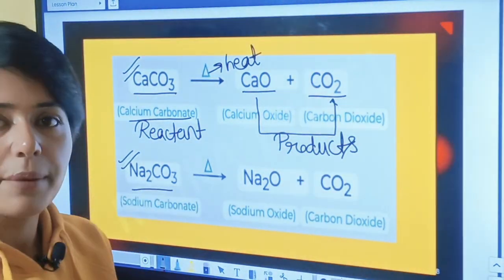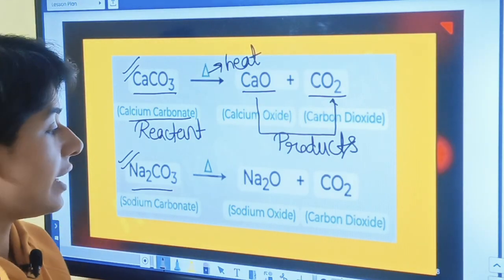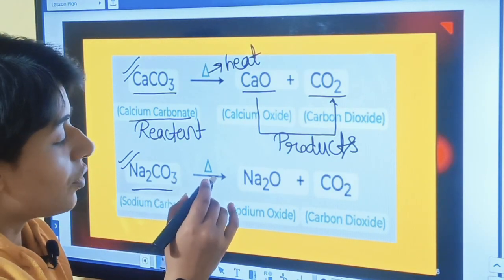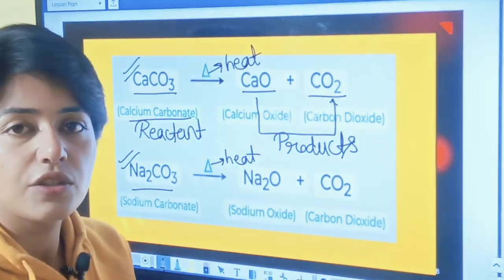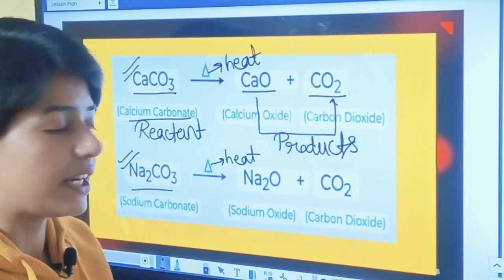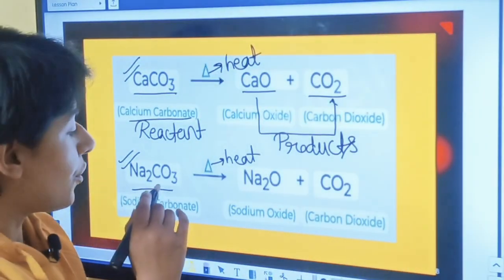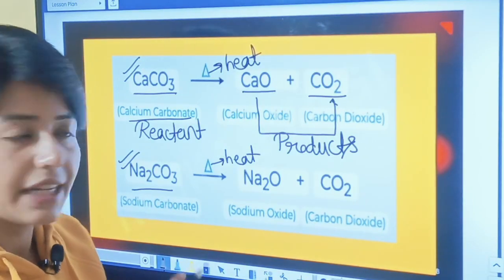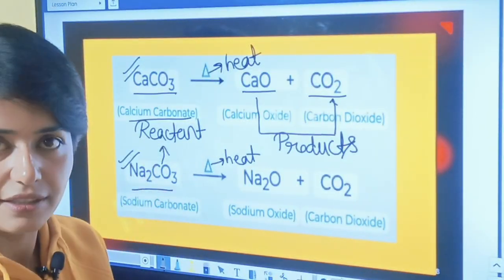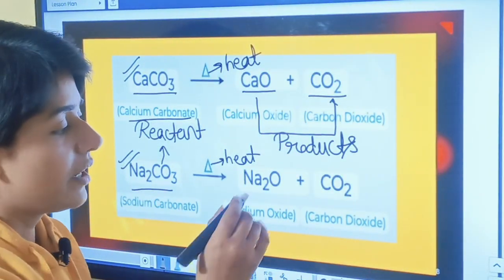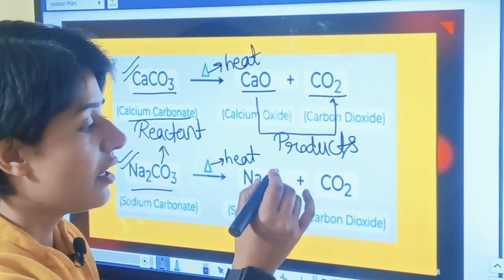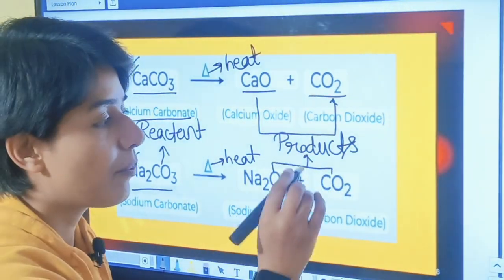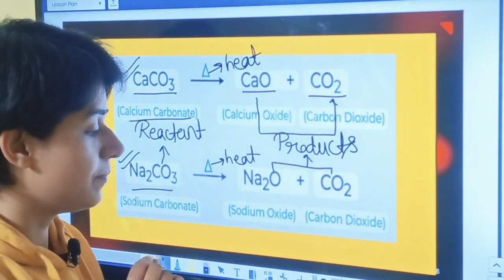Next, sodium carbonate or sodium bicarbonate decomposes on applying heat to form sodium oxide and carbon dioxide. Similarly here, sodium carbonate takes part in the chemical reaction, so it is the reactant for this reaction, and sodium oxide and carbon dioxide are formed in this reaction with new properties. So these are the products for this reaction.